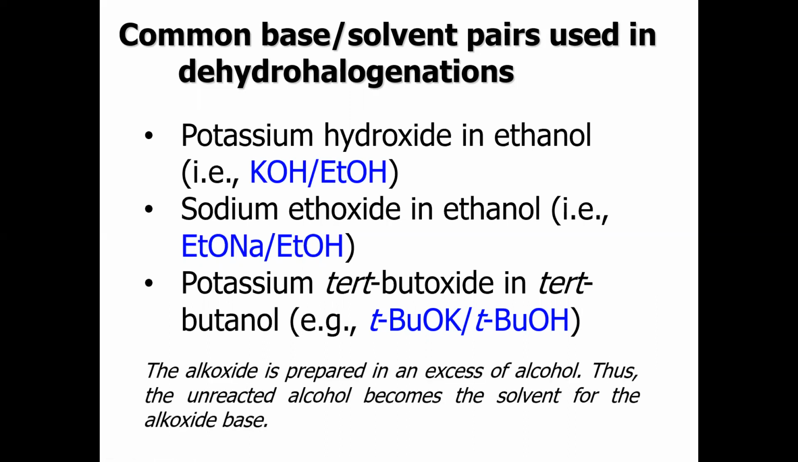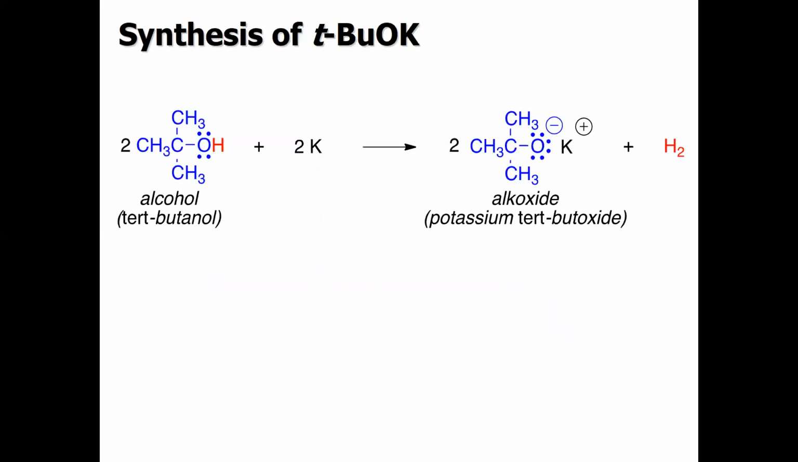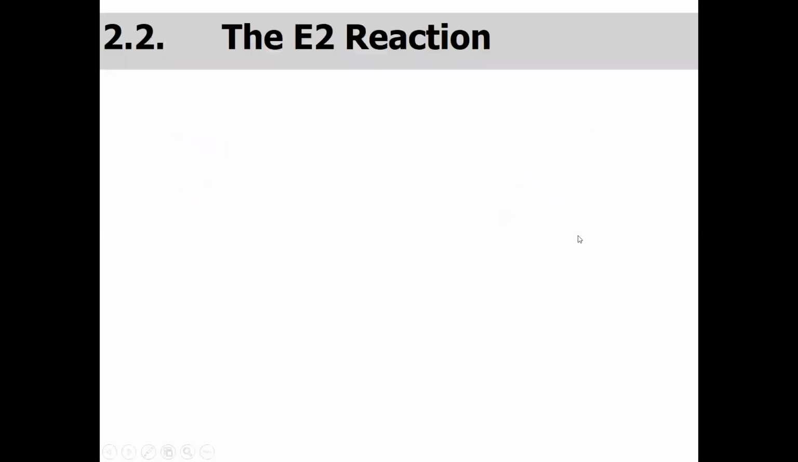The alkoxide is always prepared in excess of alcohol, thus the unreacted alcohol becomes the solvent for the alkoxide base. That's why we have a similar pair of the alcohol as well. Okay, this is how I showed the synthesis of potassium tertiary butoxide when tertiary butanol is treated with potassium. This is an acid-base reaction, or oxidation-reduction. One will oxidize and the other will be reduced. So hydrogen will be eliminated to give you 2 moles of potassium tertiary butoxide, like in this.